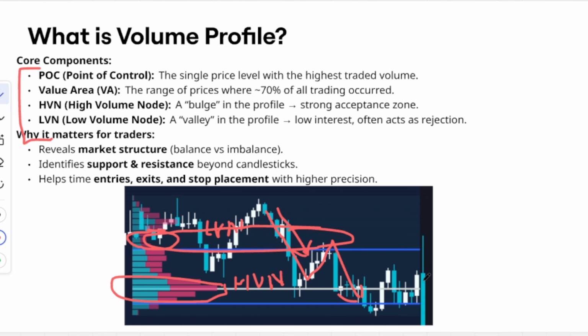That's all you need to understand with volume profile today. If you want a deeper dive, look into the other video, but let's jump into a live chart now.